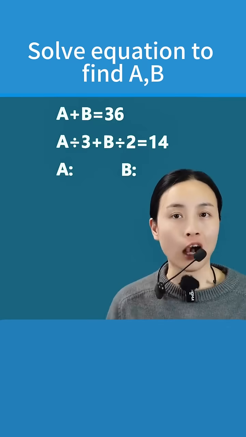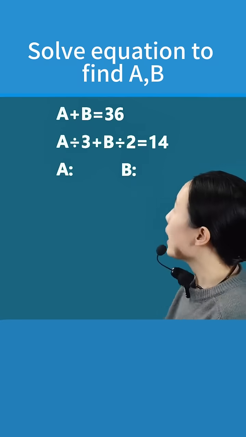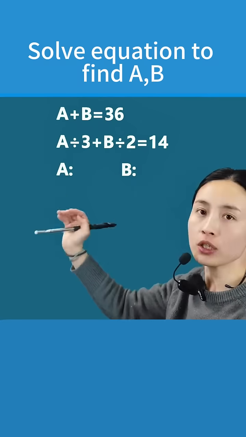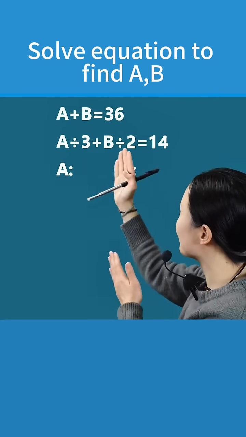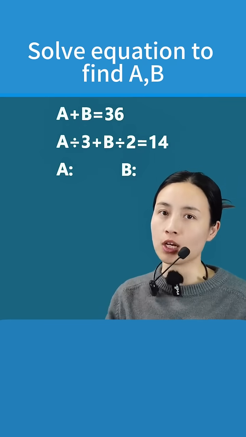If you can't solve this problem, it's hard to score above 90 on the exam. Let's read the problem. The problem states that the sum of A and B is 36, and A divided by 3 plus B divided by 2 equals 14. So, what are A and B respectively?